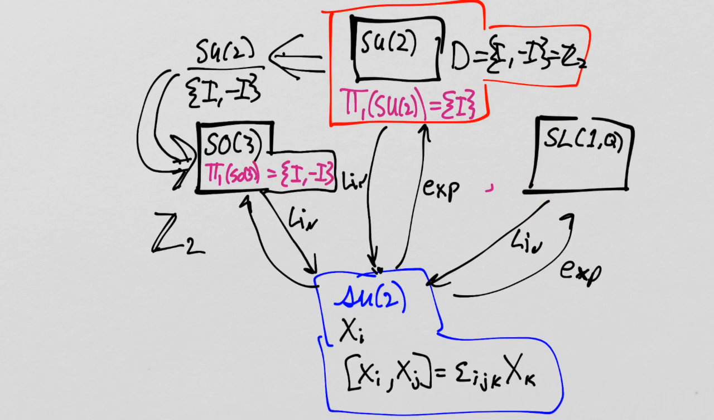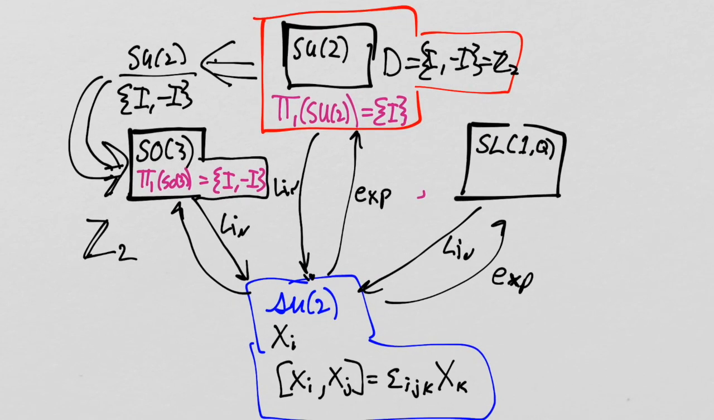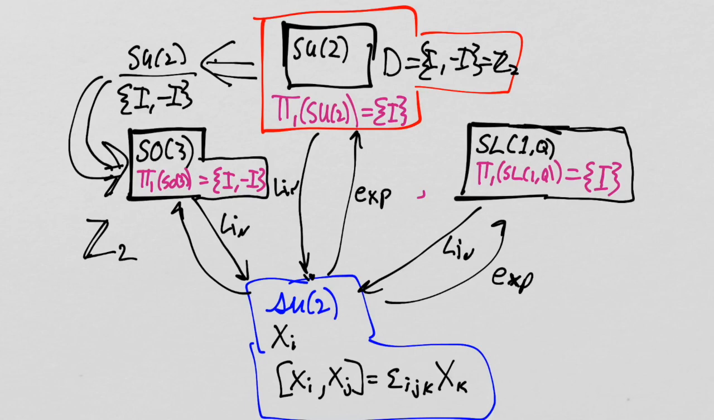We have this special linear group SL1Q. We've used up the discrete invariant subgroup. What about this thing? We haven't really studied it. But what's interesting about the special linear group is its fundamental group. SL1Q, that fundamental group is trivial also. It is also trivial.